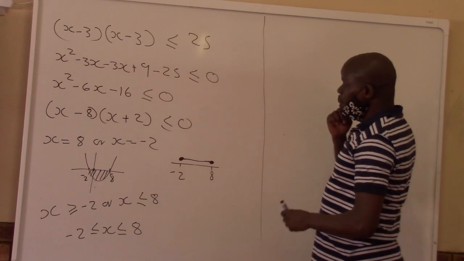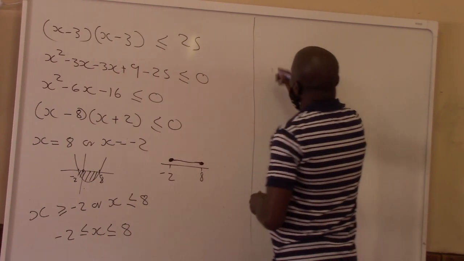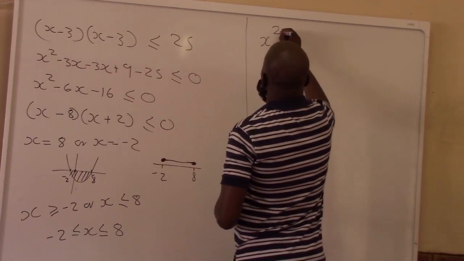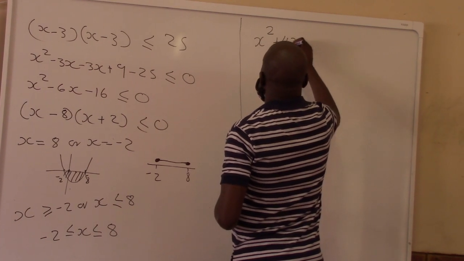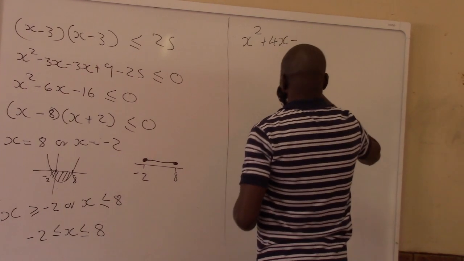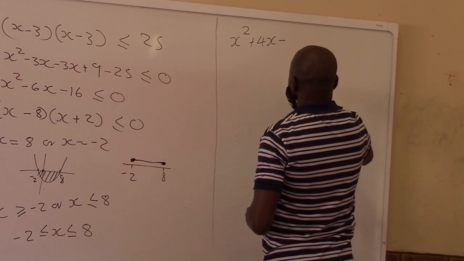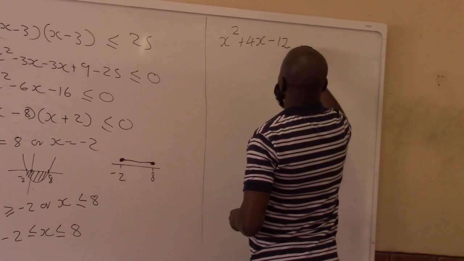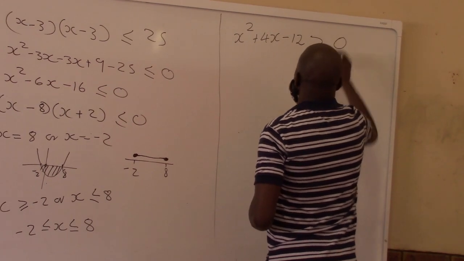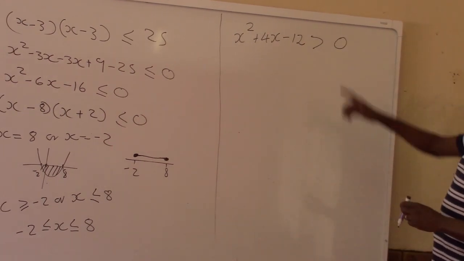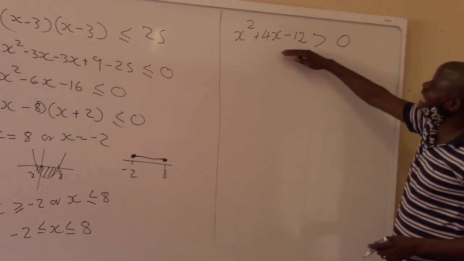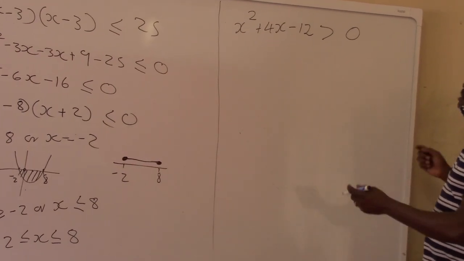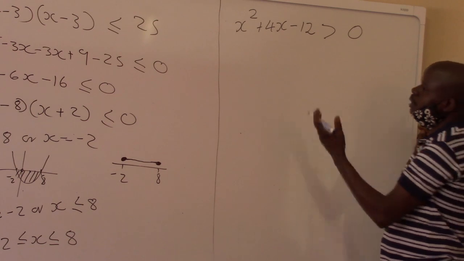So if maybe we have x squared plus 4x minus 12 is greater than 0. So let's say we are having it in that way. This one is already in standard form. So if it's in standard form, then there's no need for us to rewrite it otherwise, because it's in standard form.